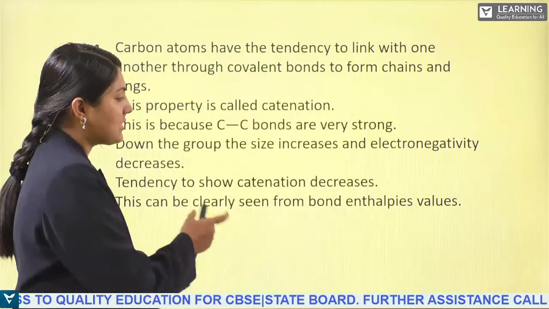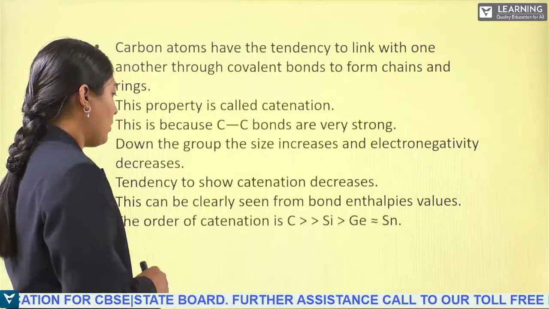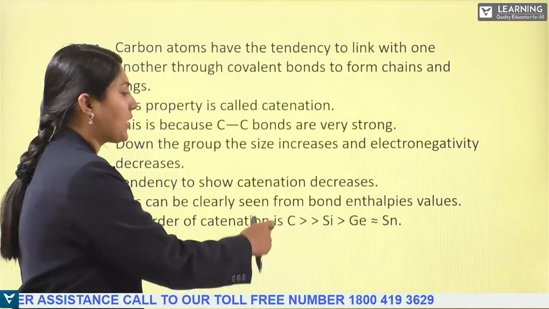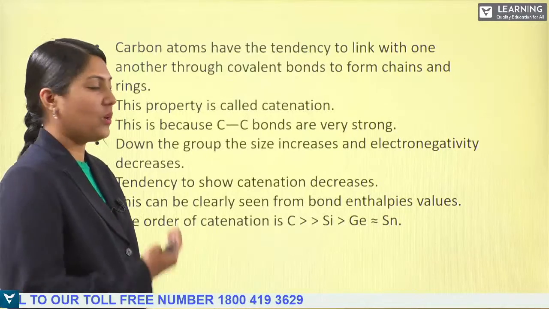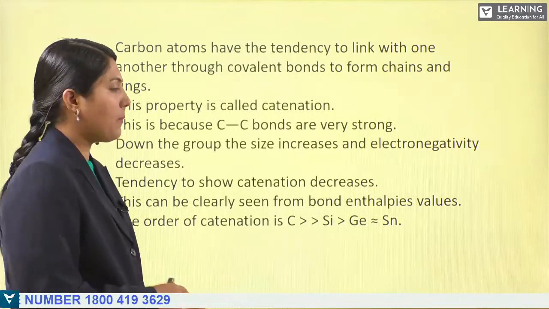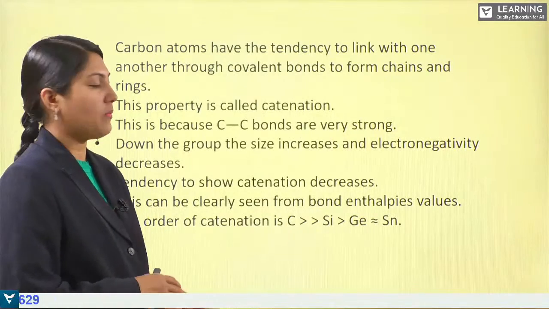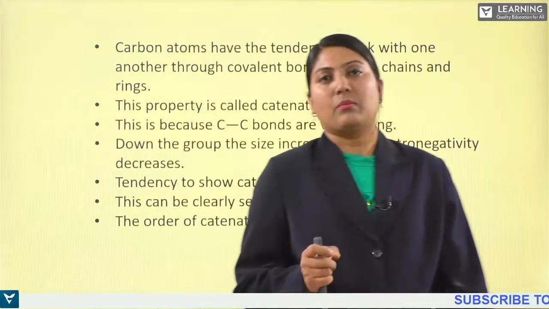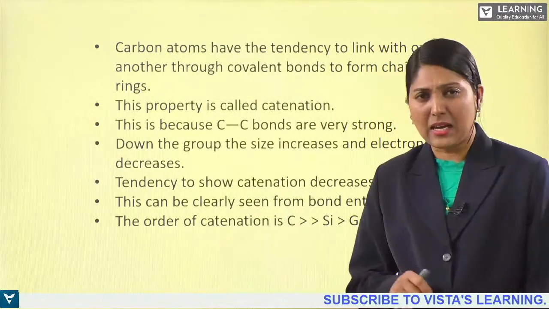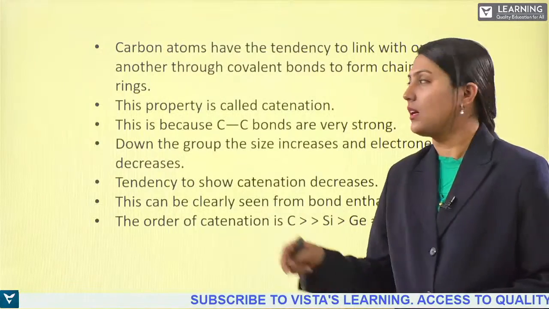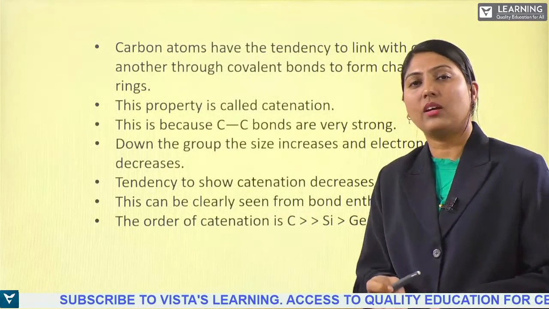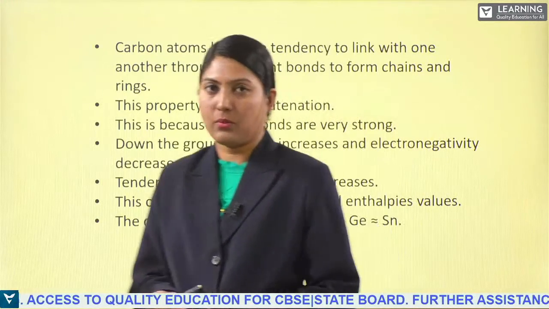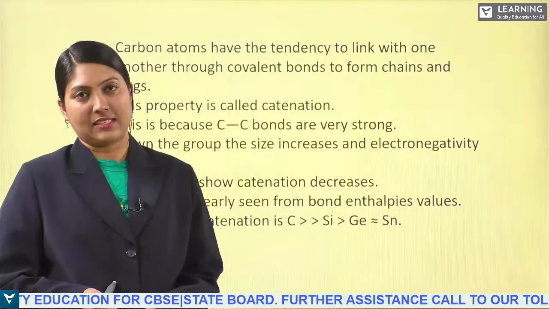This can be clearly seen from bond enthalpies. We can see the order of catenation is highest for carbon, and it decreases for silicon and is very low for germanium, and it is almost similar to that of germanium for stannous. So by this we finish the properties of carbon and its compounds, and next we will learn about the allotropes of carbon in the next class.